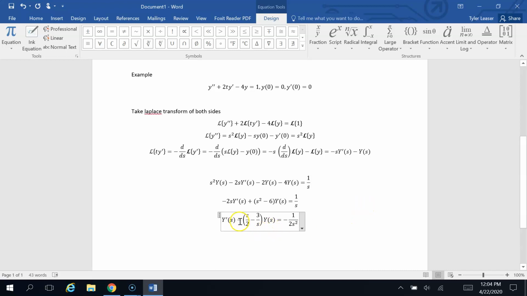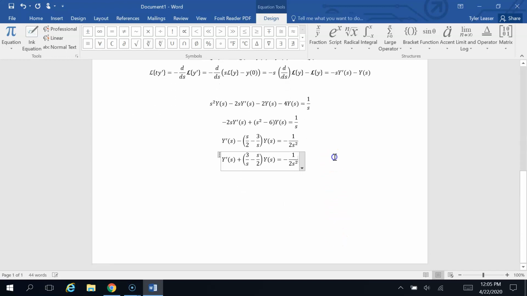This negative sign's kind of bothering me here. I think we're going to distribute it in. So when you distribute that negative sign in, I'll also rearrange the order. So let's do 3 over s out front, and then minus s over 2 times the function y. All right, that looks a little bit nicer to me. Okay, now we can do integrating factor stuff.